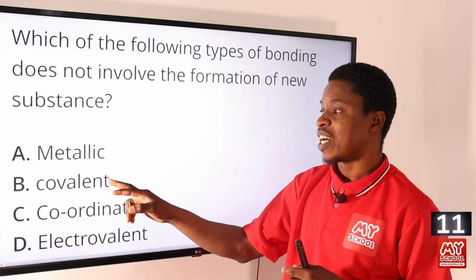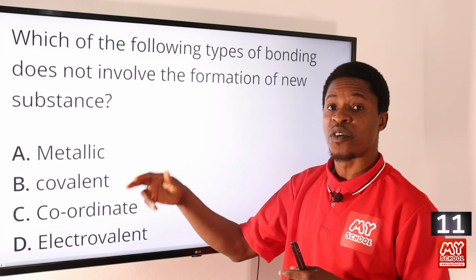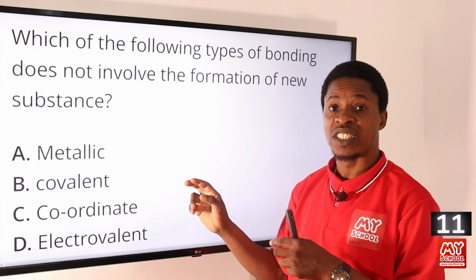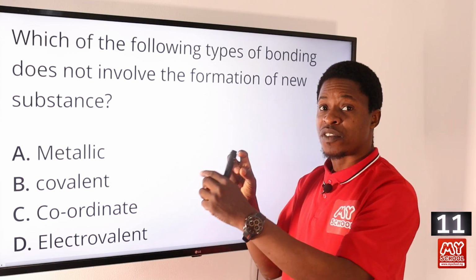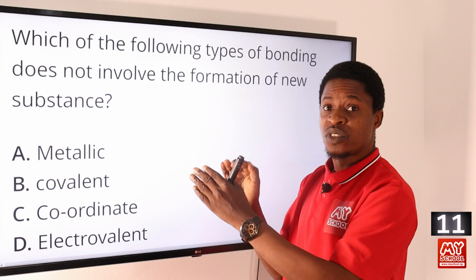While covalent bonding also involves sharing of electrons, but the electrons that will be shared between the two, each of the participating molecules will do what?